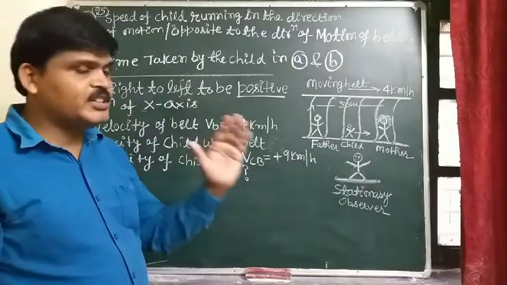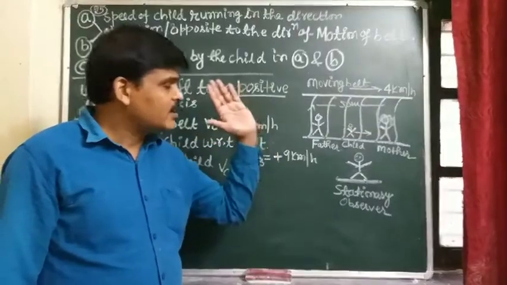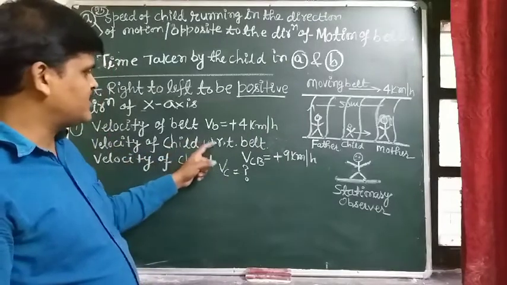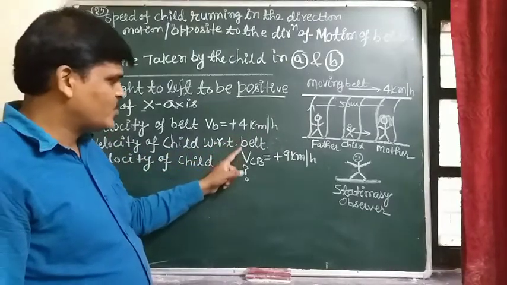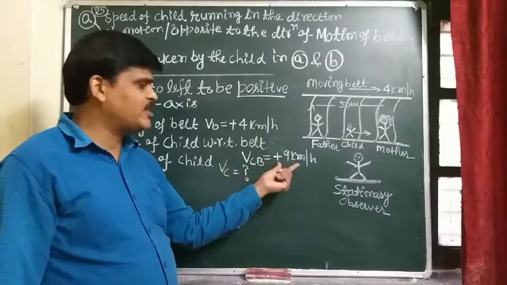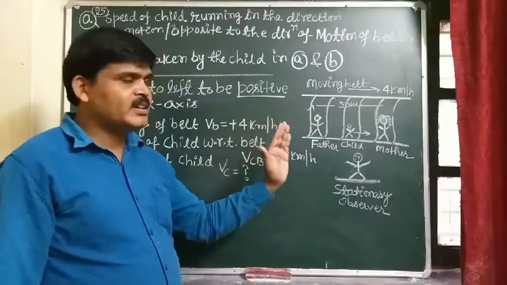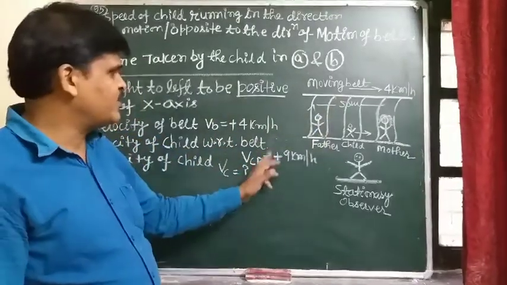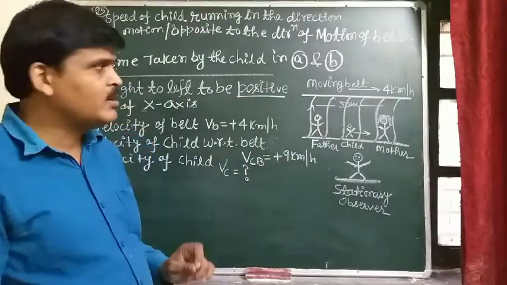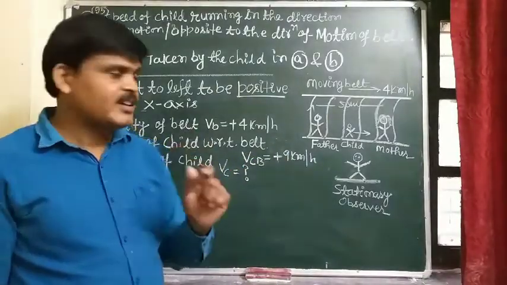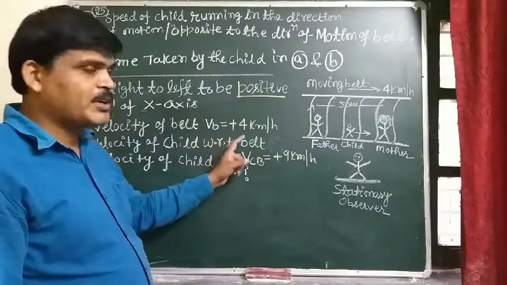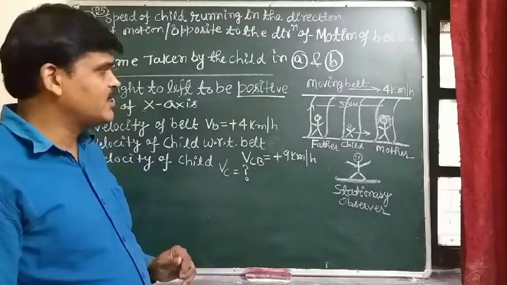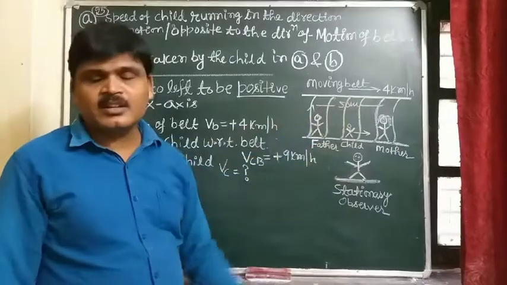If the child is moving in the direction of the motion of the belt relative to the belt, the velocity of the child with respect to the belt, VCB, is taken to be positive, because the child is moving with respect to the belt in the direction of the motion of the belt. Here the velocity of the child with respect to the belt is given, and we have to find the velocity of the child moving in the direction of the motion of the belt.